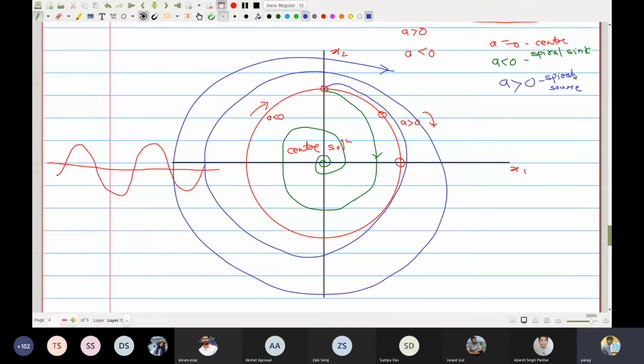When you have a spiral sink solution, your system starts oscillating, but the magnitudes of oscillation keep on reducing. The magnitude keeps on reducing, and therefore you will eventually settle down to the equilibrium solution. Whereas if you have a spiral source solution, your magnitude will keep on blowing up, and this is the real dangerous situation.